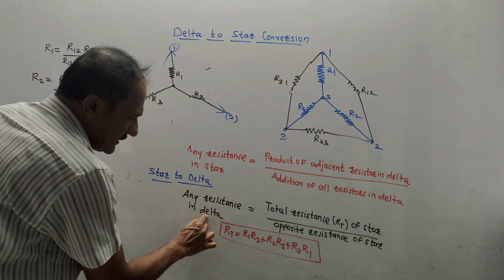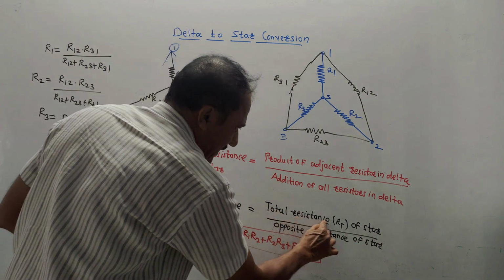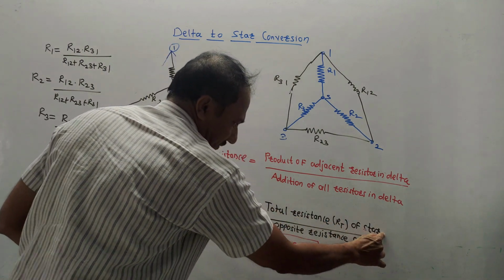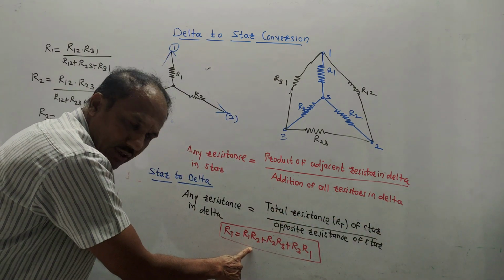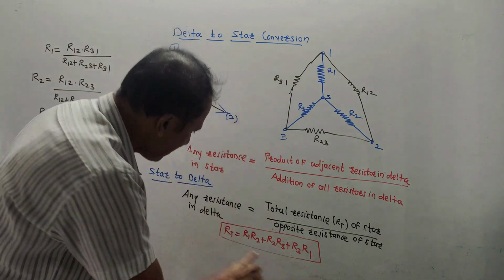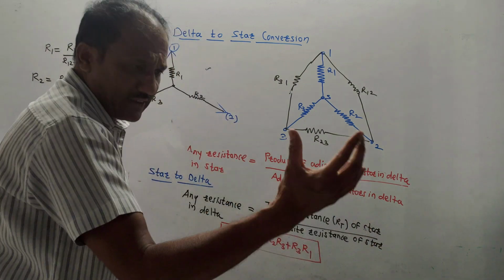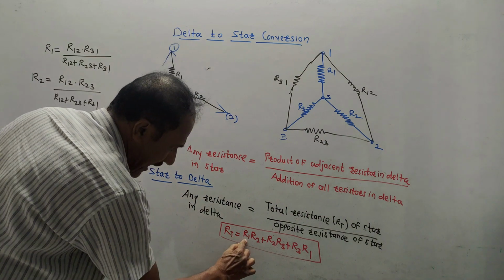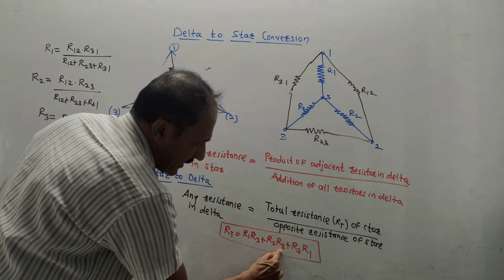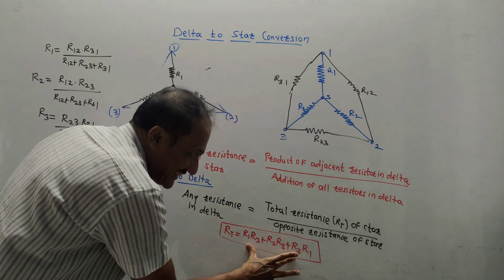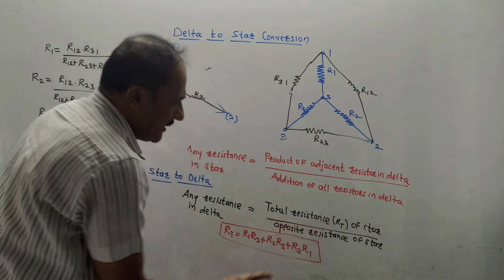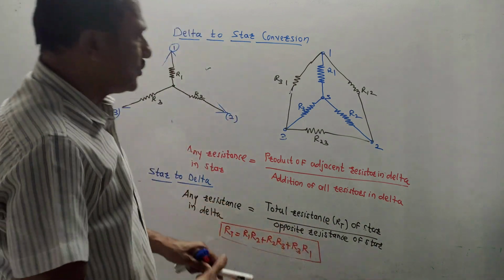Any resistance in delta is equal to total resistance RT of the star network. I have written the formula of total resistance. It's again simple. RT is, remember the sequence, R1, R2, R3. So it is R1 into R2 plus R2 into R3 plus R3 into R1. This is total resistance RT of the star divided by opposite resistance of star.